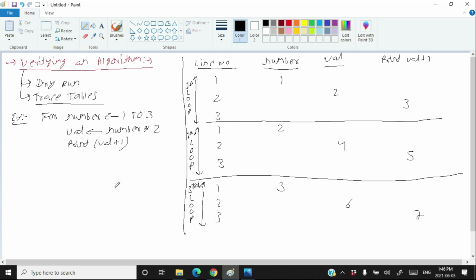The first one is called the dry run, which we already did, and this is the trace table, in which you draw a table, you maintain the various loops, you maintain the various line numbers in the various loops, and then you find what the values of different variables are in different line numbers. So hopefully you are getting my points on how to verify an algorithm.